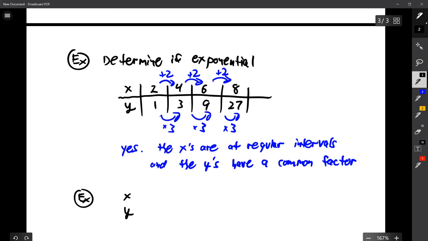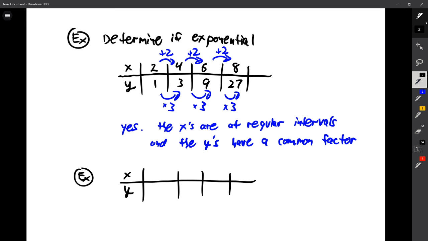So x's, y's, and let's get a few of these here. Let's say we have negative 1, 2, 5, 8. And then let's say we have 2, 6, 12, 15. Okay, so let's see what we got.